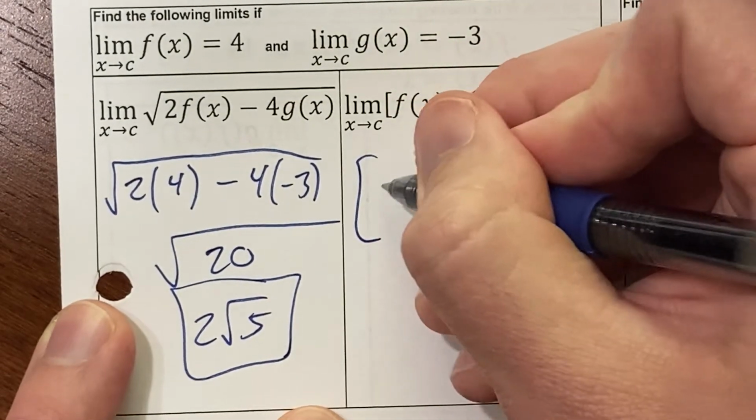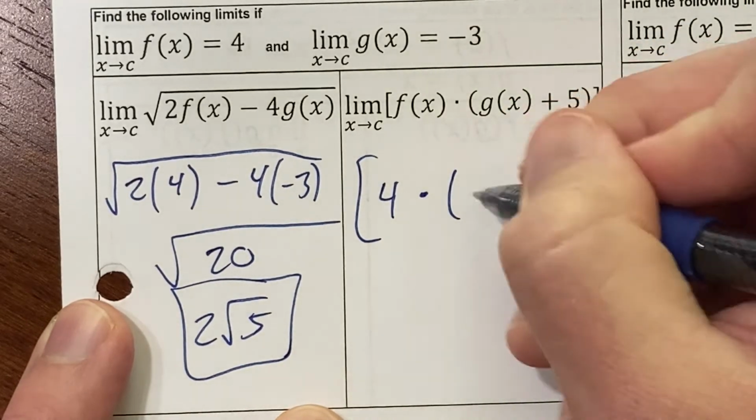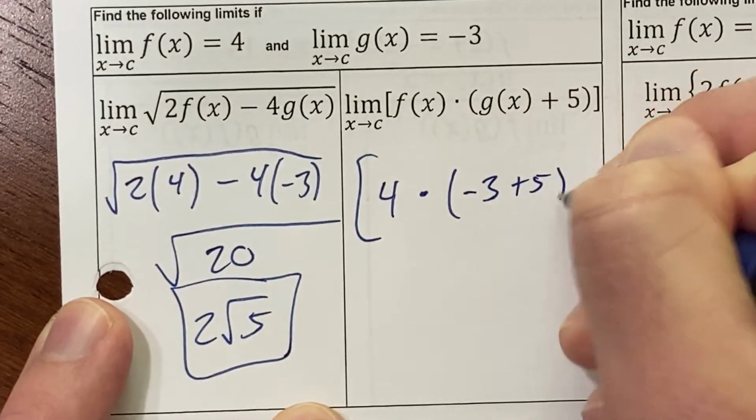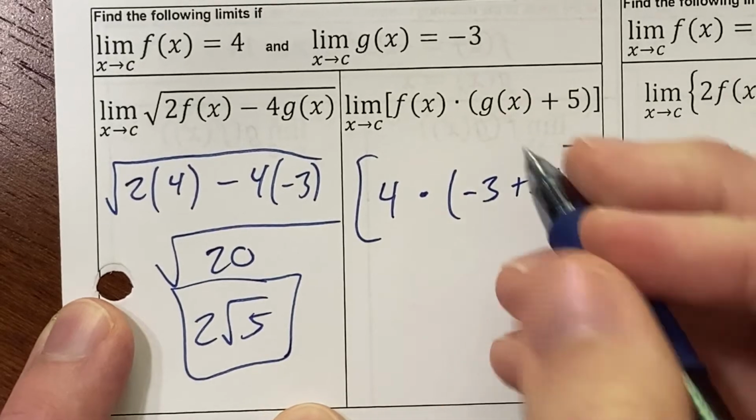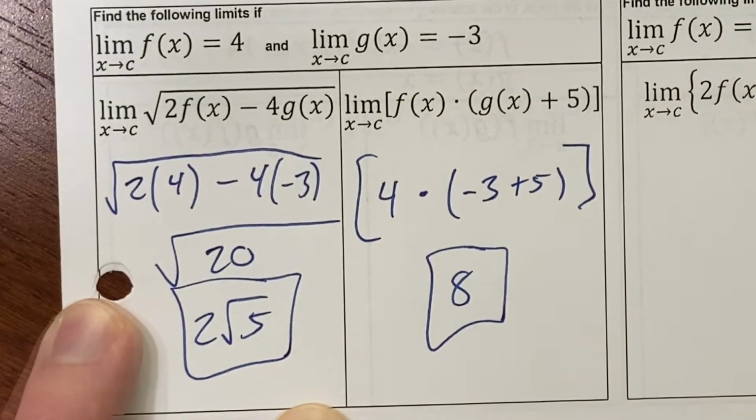Limit of f of x is 4 times (g of x is negative 3) plus 5. That would be 2. This would be 8. Let's flip it over on the back.